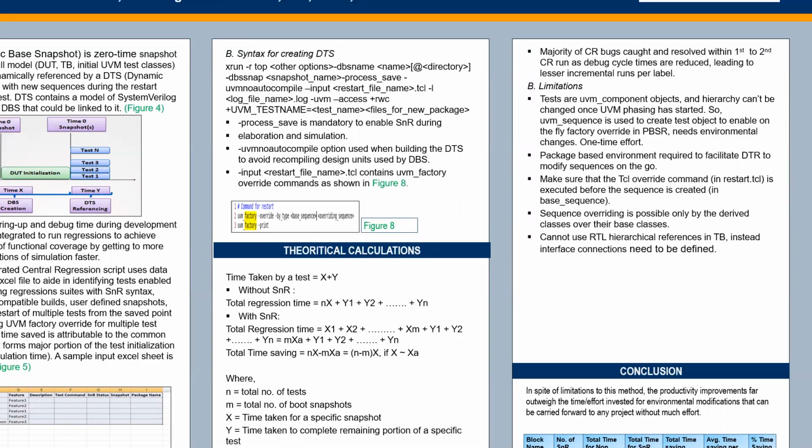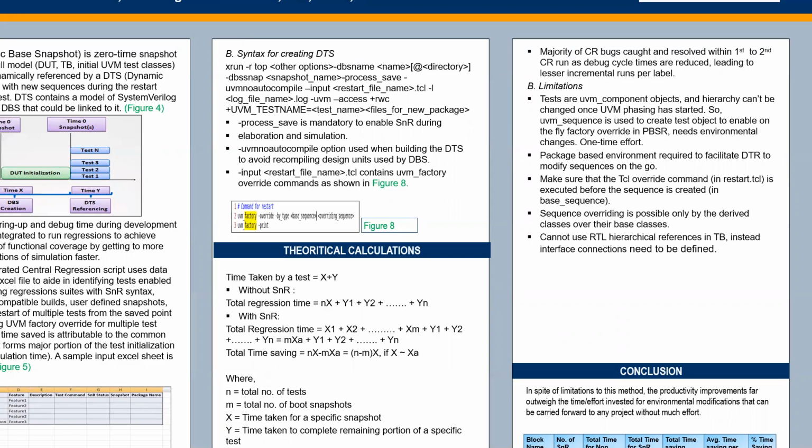During restart, we need to make sure that the TCL override command in the restart.tcl is executed before the sequence is created. So proper synchronization of the phases needs to be ensured. Also, only derived classes should be used for sequence overriding of the base classes, else we'd come across some errors. Also, the RTL hierarchical references in the TB cannot be used. Instead, the connections need to be defined using virtual interfaces.